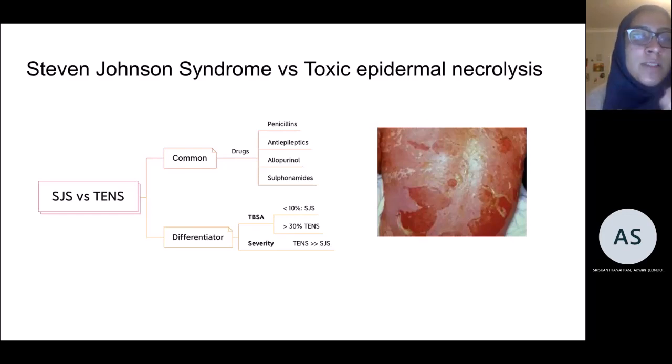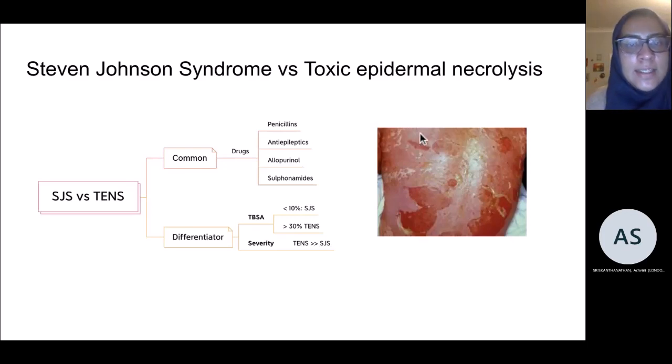Now, the most common cause is drug-related, so penicillins, antiepileptics, allopurinol, sulfonamides are clear medications that may cause these conditions. So it's just something to be aware of. And again, this does sometimes come up a lot in SBA land.